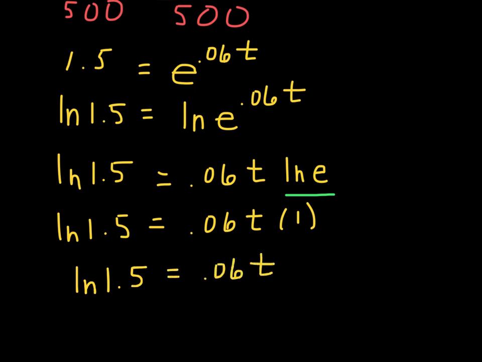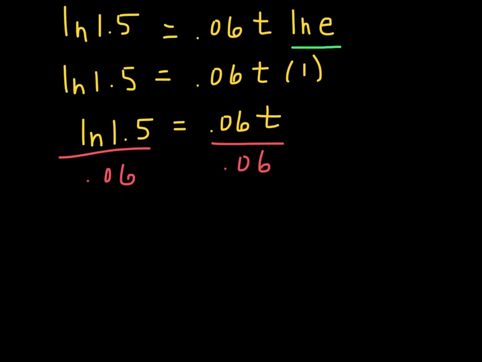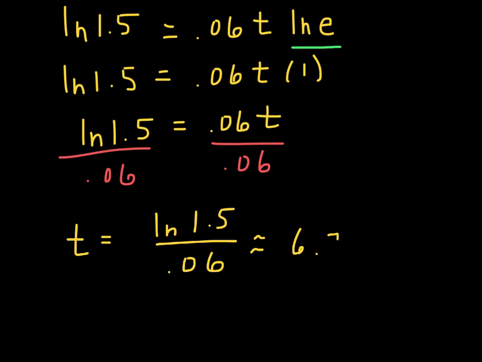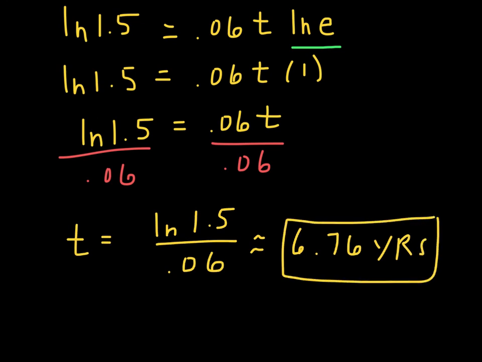You know what we need to do next, right? Just divide both sides by 0.06 to isolate t. So then our final answer can be written as t is equal to the natural log of 1.5 divided by 0.06. Cool. Let's punch that into a calculator and get an approximate number of years. All right, this is about 6.76 years. That's how long it's taking for $500 to grow to $750. That's really cool, you guys.